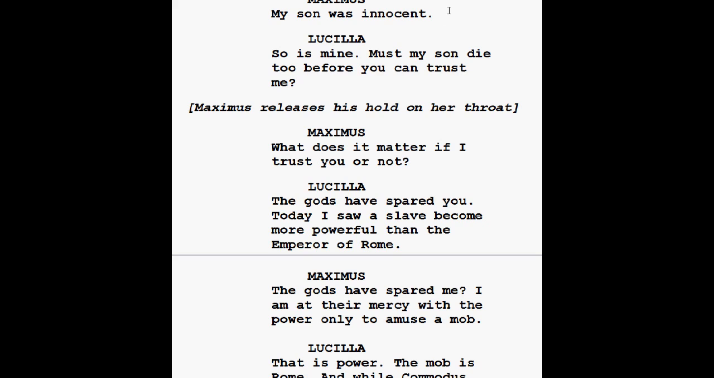He says, "My son was innocent." "So was mine. Must my son die too before you can trust me?" He releases his hold on her, which is nice because the only action description is the point where he does have some trust with her. He's letting go of her. "What does it matter if I trust you?"